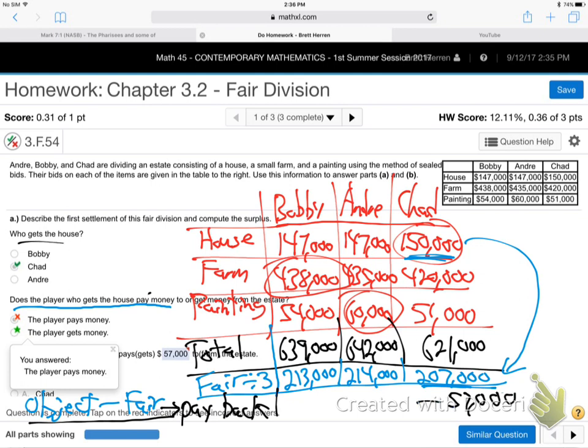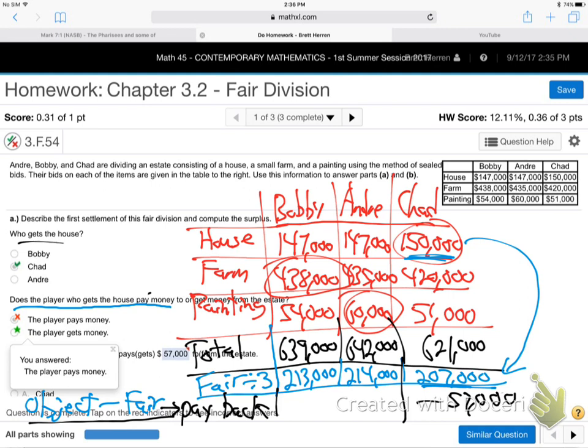What that negative 57,000 means is that out of the estate is going to come $57,000 to Chad. Does that make sense? Chad's going to get the house, and he's going to get negative, so that means negative from the estate's perspective. Out of the estate, $57,000 to Chad. Chad's going to get the house and $57,000. And that'll be 207, and Chad should be happy. That's a fair share in Chad's value system.